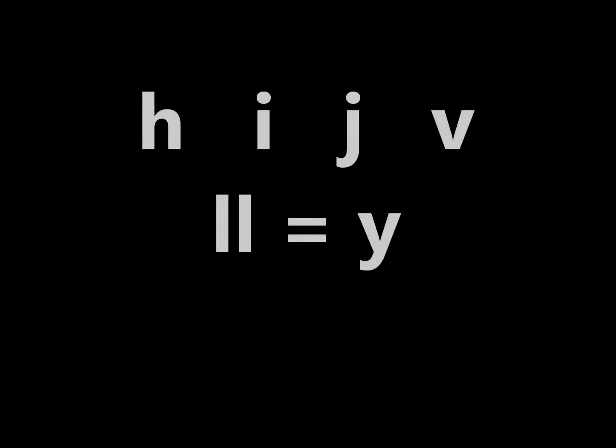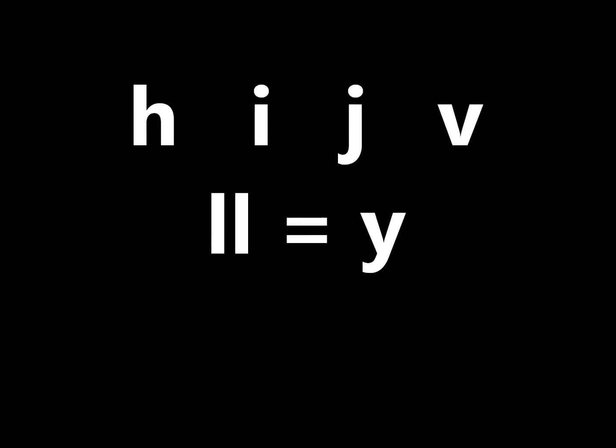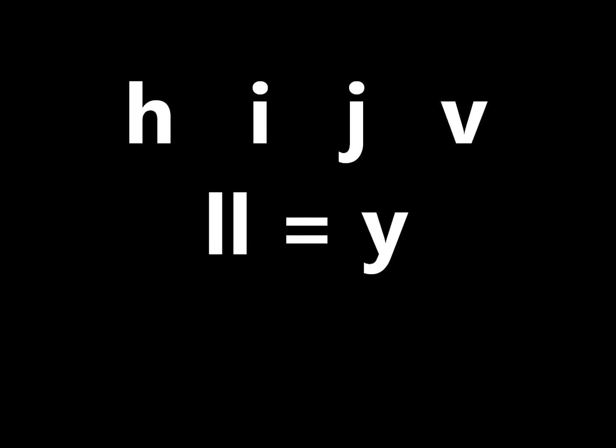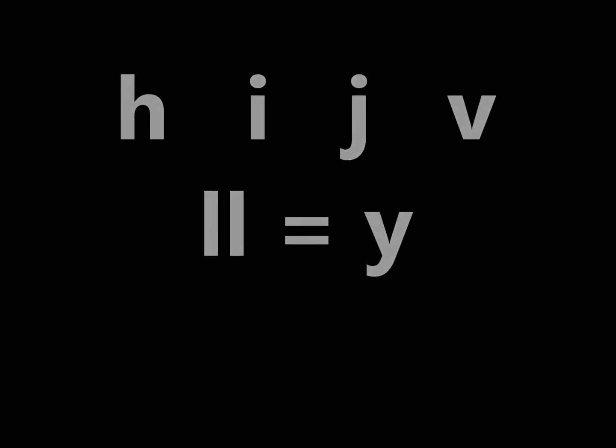For example, H in Spanish is silent, but in English it has the sound h. The letter I in English is pronounced I, but in Spanish is pronounced E, like an E. J in English is pronounced J, but in Spanish is pronounced H, like an H in English. V in English is pronounced V, but in Spanish is pronounced like a B, as in B. Two L's in Spanish are pronounced like a Y. So these are some examples of the difficulties of learning these languages.